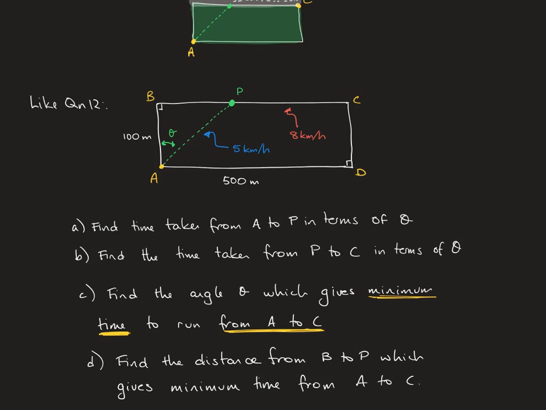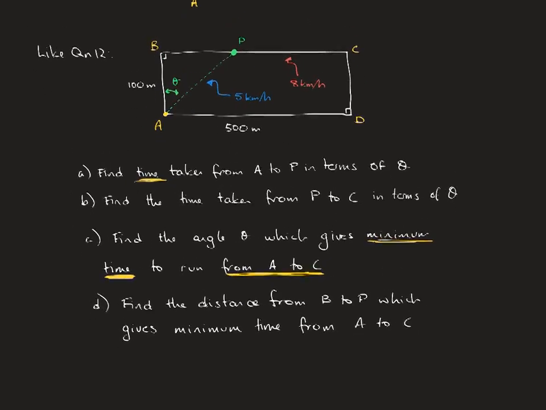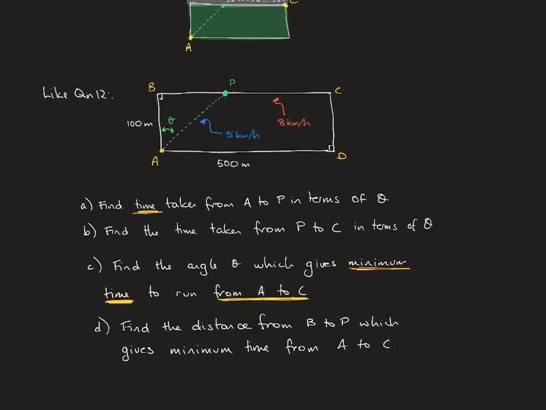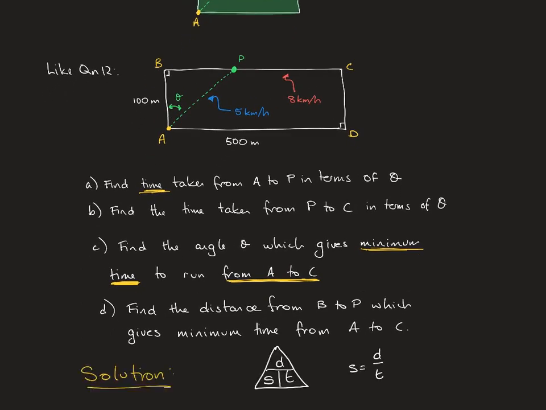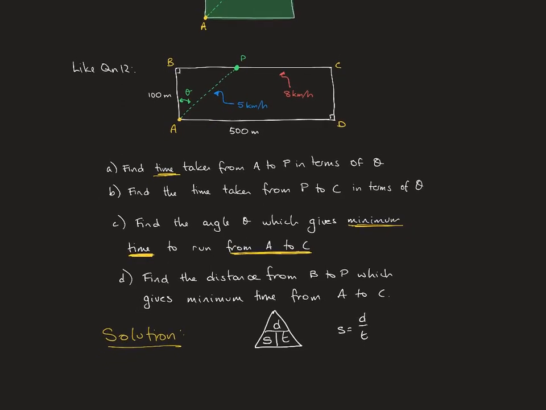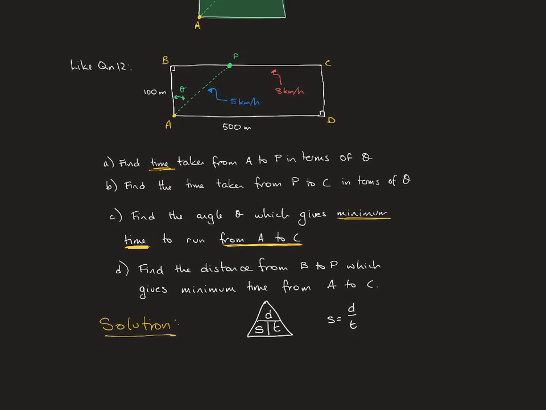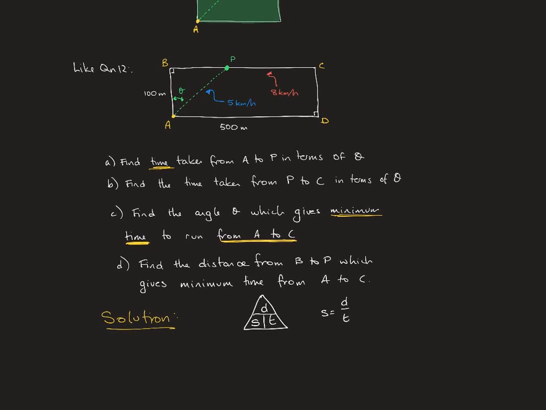So the very first thing we need to do is to find the time taken from A to P in terms of theta. We don't have any kind of time measurements here, but we've got some distances and we've got some speeds. So we're going to go back to our Year 9 work on speed, distance, time and rates and use our speed, distance, time formula. Some of you may have used the little triangle that I have here for the relationship between speed, distance and time, and some of you may just be familiar with this formula here. It doesn't really matter which one you use.